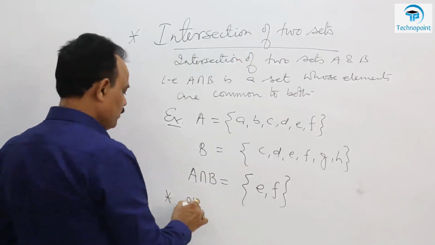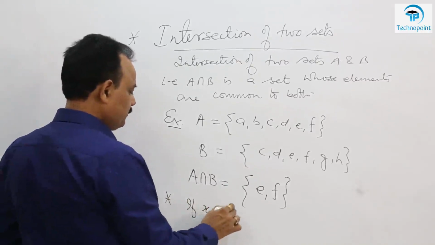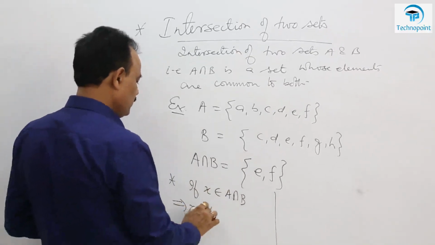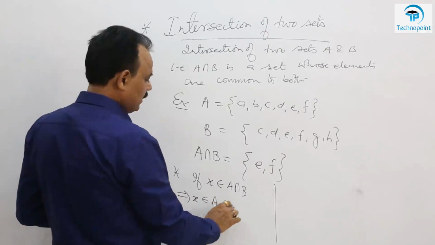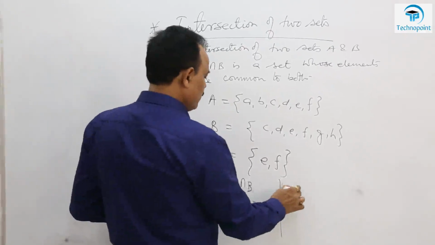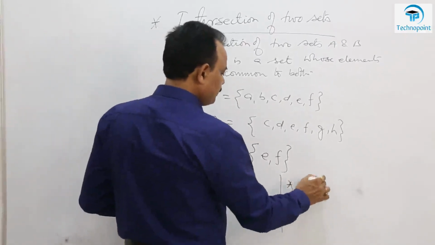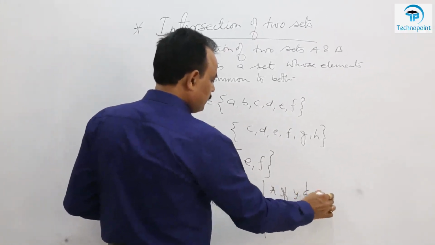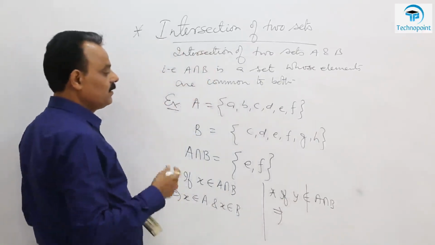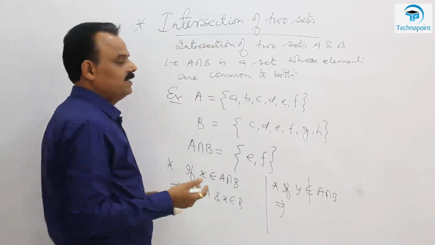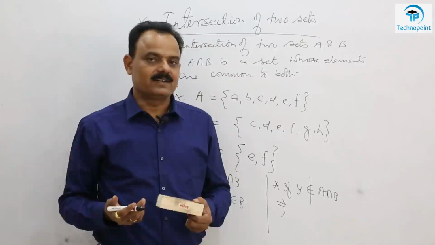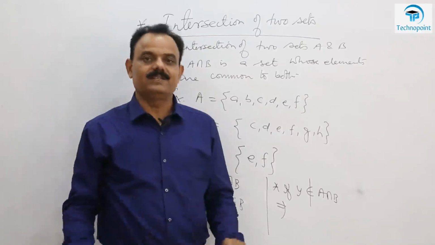सो इफ एक्स बिलोंग्स टू ए इंटरसेक्शन बी, देन ऑब्वियसली x will belong to both. X belongs to A and also X belongs to B. But if Y does not belong to A intersection B, अगर Y A intersection B में नहीं है तो मतलब या तो A में नहीं है या तो B में नहीं है, क्योंकि दोनों में से किसी एक में नहीं है तो कॉमन नहीं आएगा. हाँ, दोनों में नहीं है तब तो नहीं ही है.